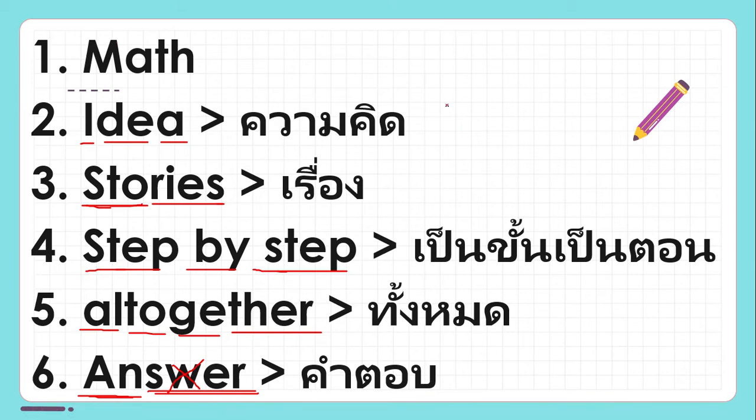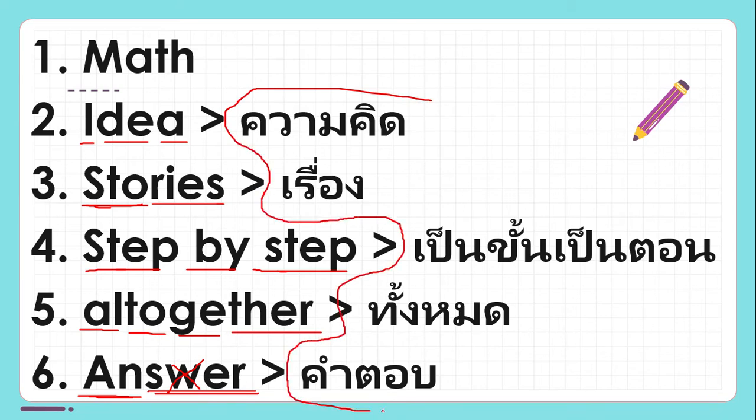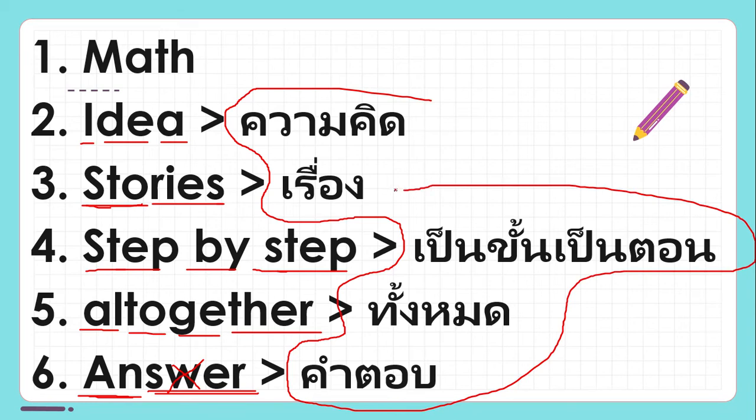Okay, so I've written here some pictures of the words. I hope this could help you again to understand our vocabulary for today. Number 1, math. Number 2, idea. Number 3, stories. Number 4, step by step. Number 5, all together. Number 6, answer. Okay, so these are your vocabularies for today.